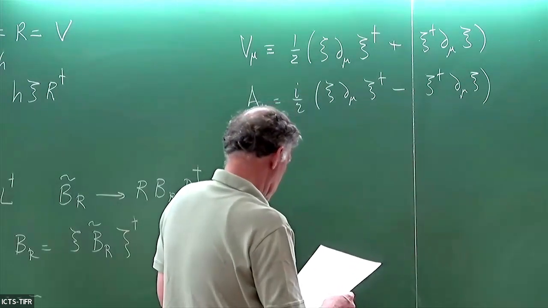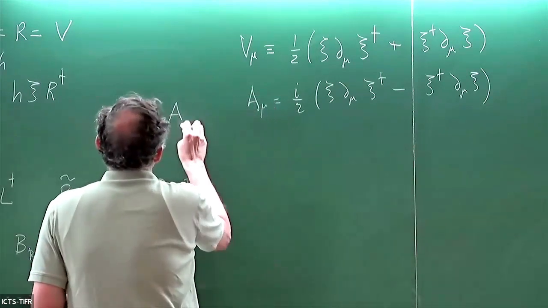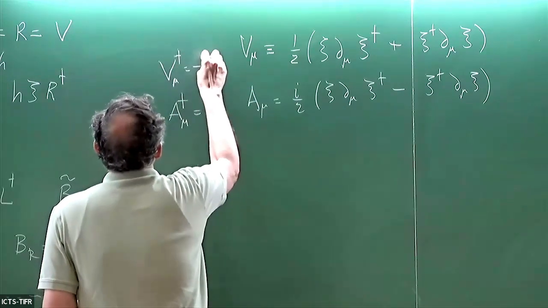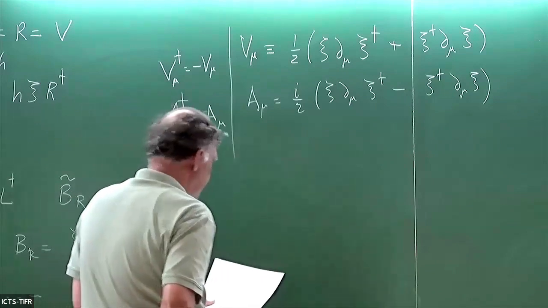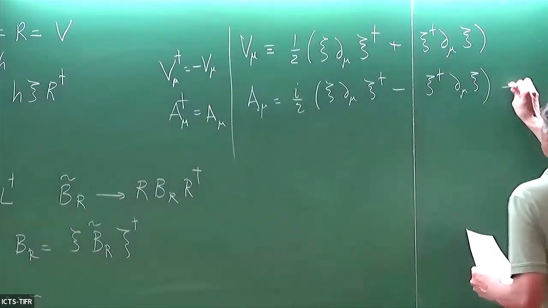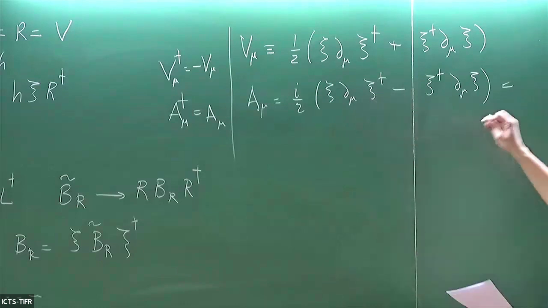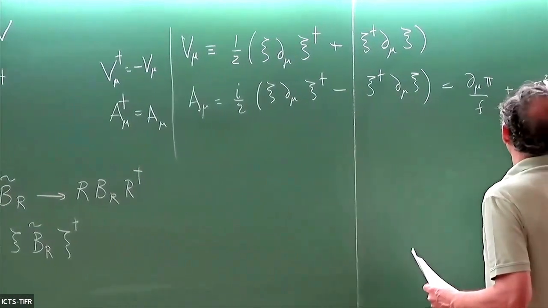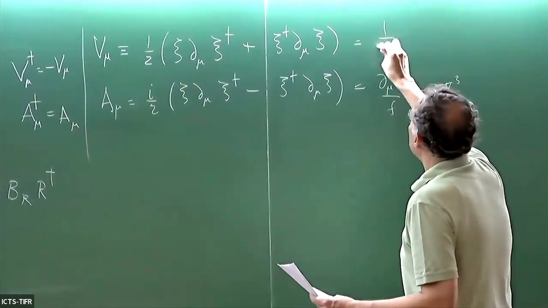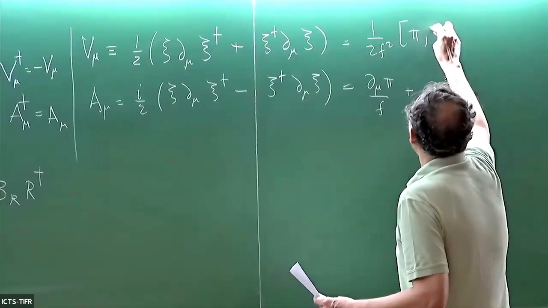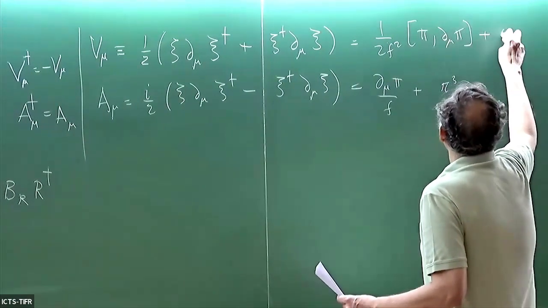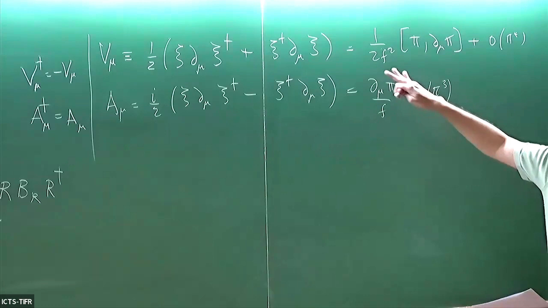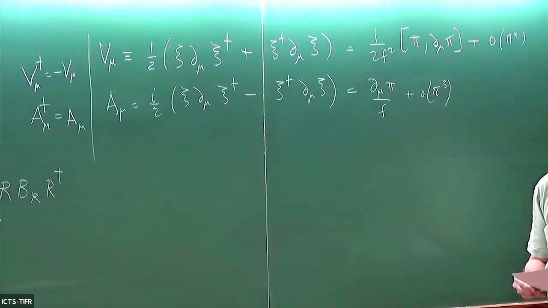And A_mu is Hermitian, and V_mu is anti-Hermitian. And if you expand them out, at leading order in pions, this one becomes ∂_mu pi over F plus pi cubed. And this one is 1 over 2F squared pi ∂_mu pi plus order pi to the 4th. So the axial one involves odd numbers of pion fields, and the vector one involves even numbers of pion fields by parity.